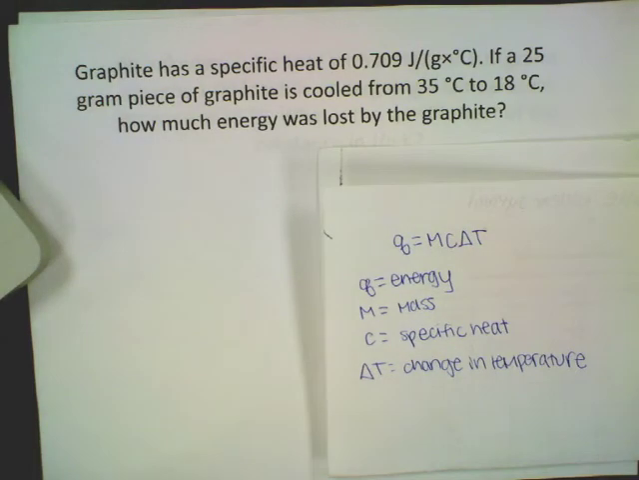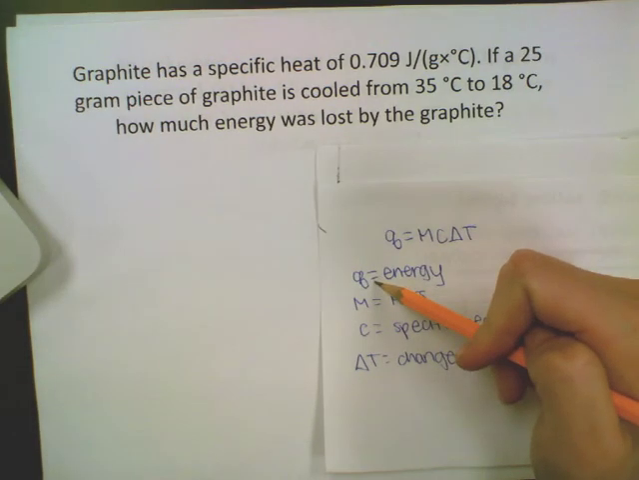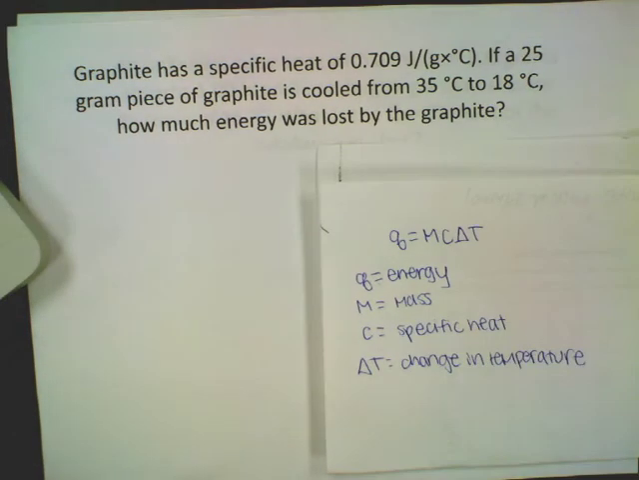The following is a tutorial on doing specific heat calculations. Okay, we're going to start with a fairly easy one where we're just going to be calculating Q, which is the amount of energy. So graphite has a specific heat of 0.709 joules per gram degree Celsius.